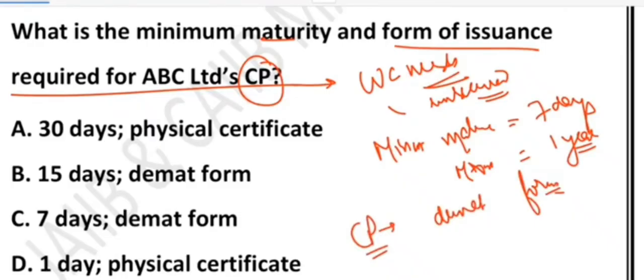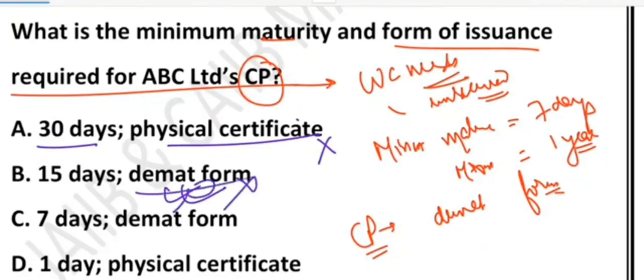Now let's look at the options. Option A says 30 days physical certificate. So 30 days is within the allowed range, but there is a problem: physical certificates are not the norm anymore. CP is issued in demat form only. Option B says 15 days and demat form. Demat form is correct, but the minimum maturity should be 7 days, not 15 days. So option B is also not the correct one.